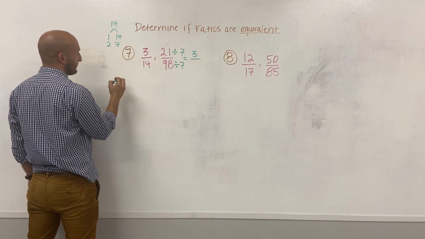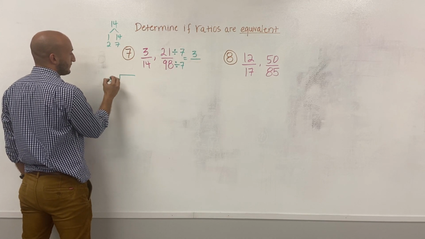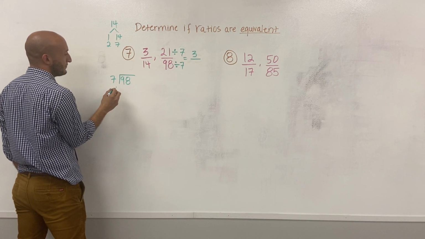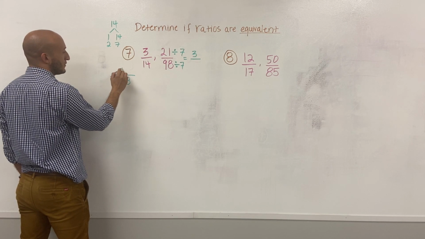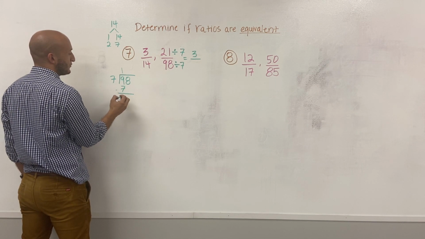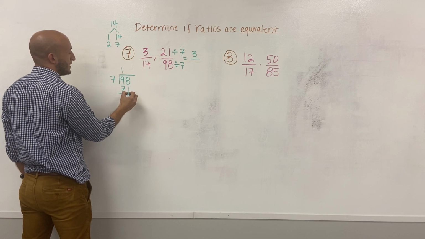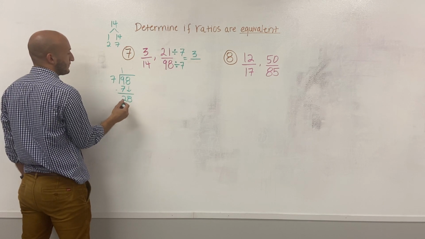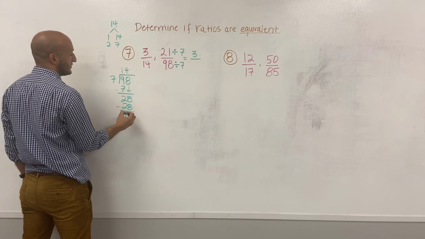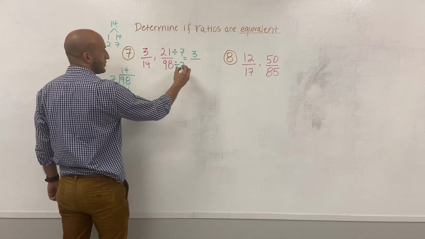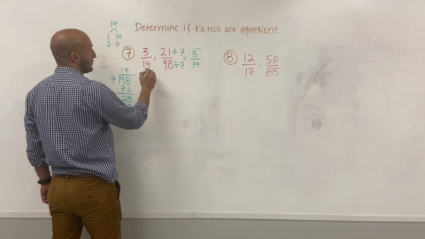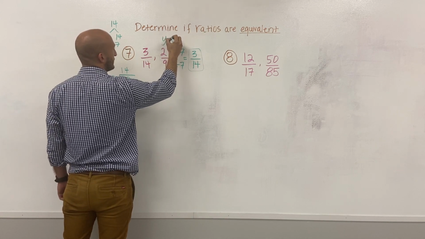So let's do it by hand. 98 divided by 7. Okay, 7 times 1 will give me 7, and I'm gonna subtract. I get a 2. I bring down the 8. 7 times 4 gives me 28. So it breaks evenly, and I get 3 over 4. This would be yes.